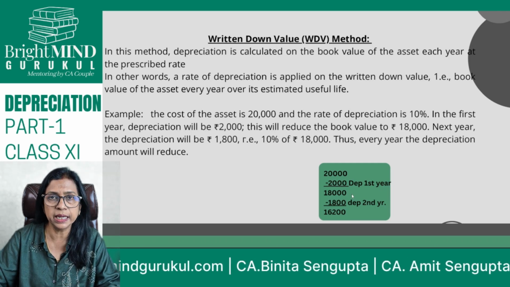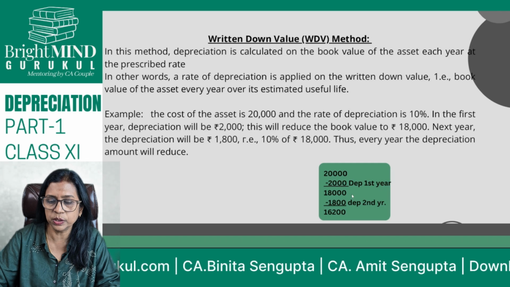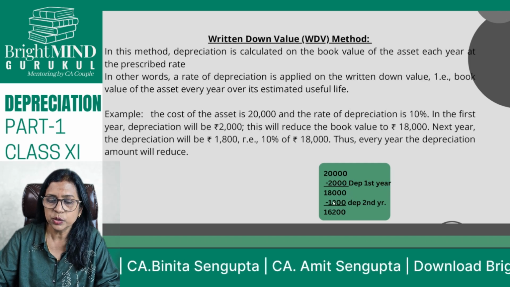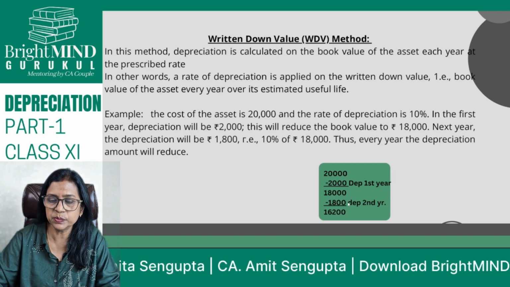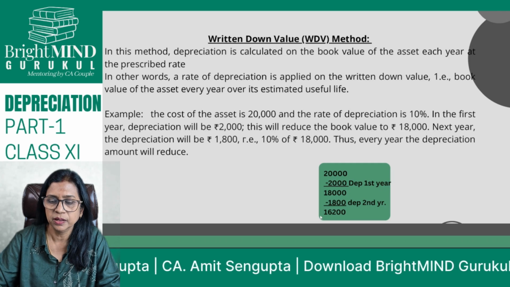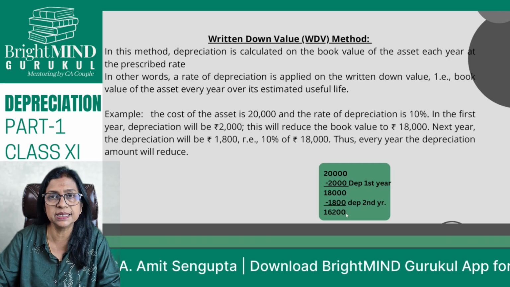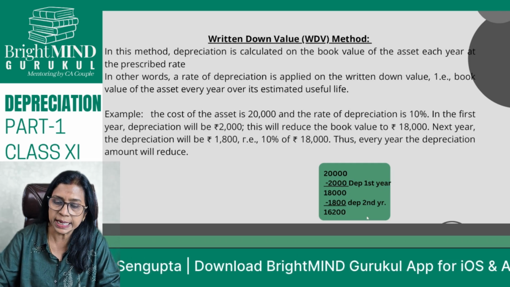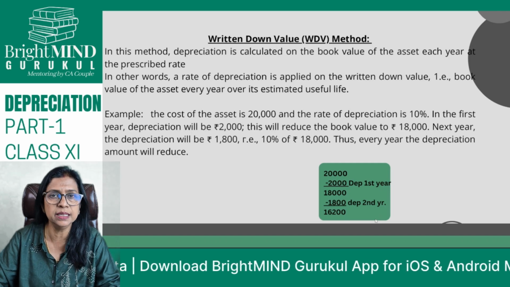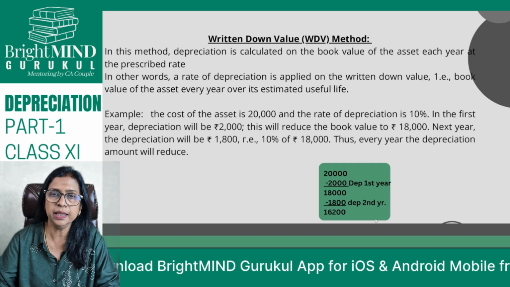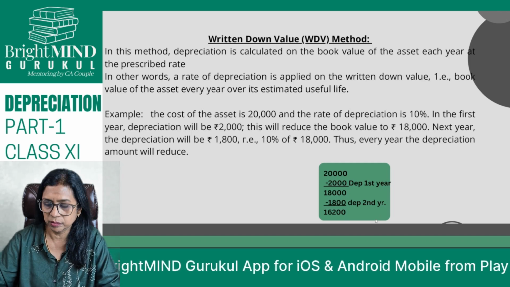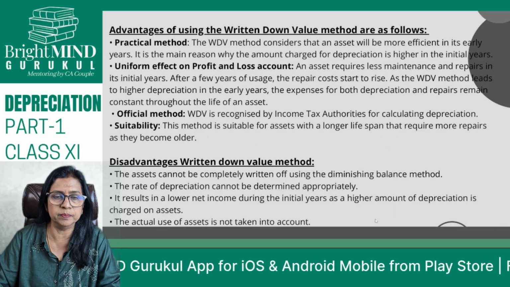Now 10% again will be charged on this at the end of the second year. So 1,800. This will be depreciation for the second year. So now the WDV will be 16,200. Now in the next year, 10% on this 16,200 will be calculated. In this way, the depreciation keeps on getting calculated.